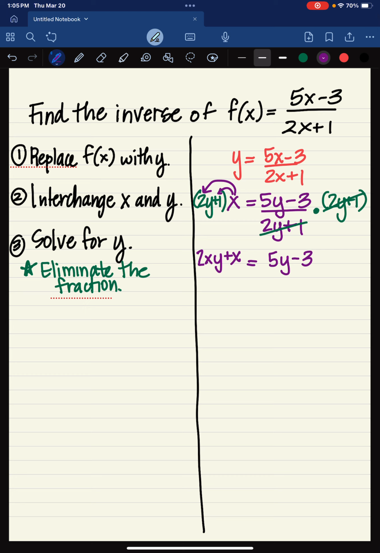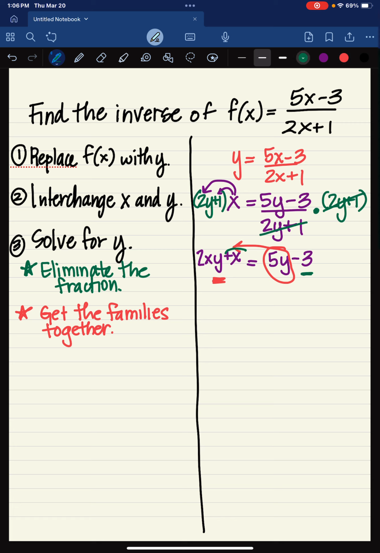Great. The second thing I'm going to do after I eliminate the fraction is get the families together. The families are terms that have a y and terms that don't. For example, this term right here has a y, and this term has a y. So I'm going to shoot this one over there where it's on the y side. If I look at this 3, it doesn't have a y, and this x doesn't have a y either, so I need to put those together. You're putting your y terms together and your non-y terms together.